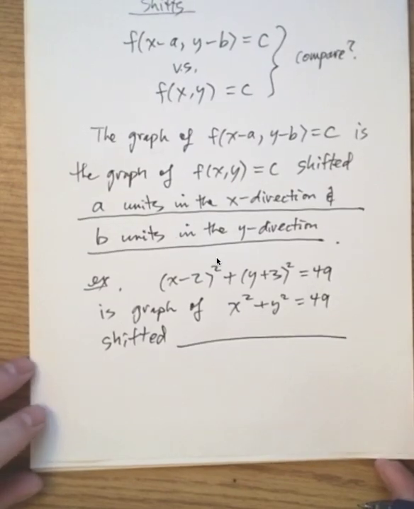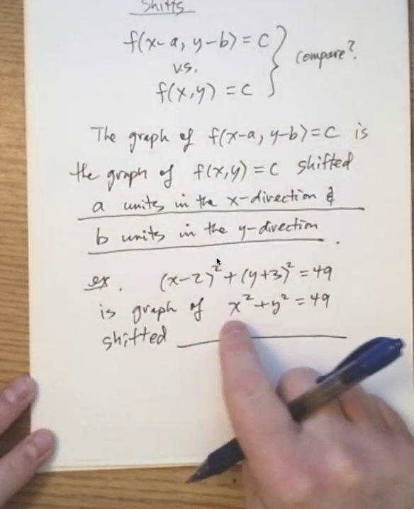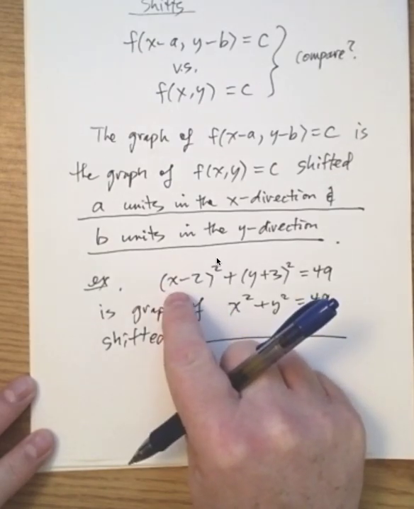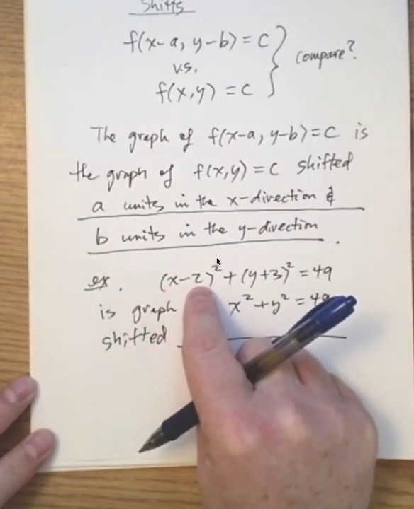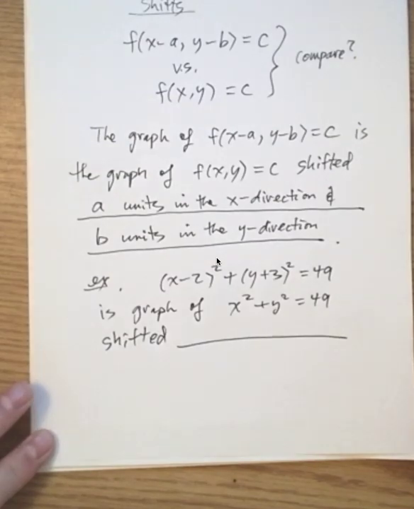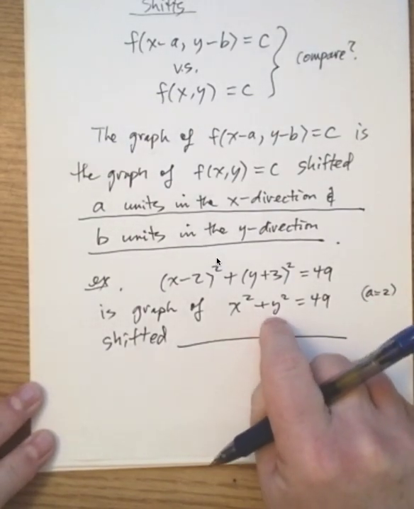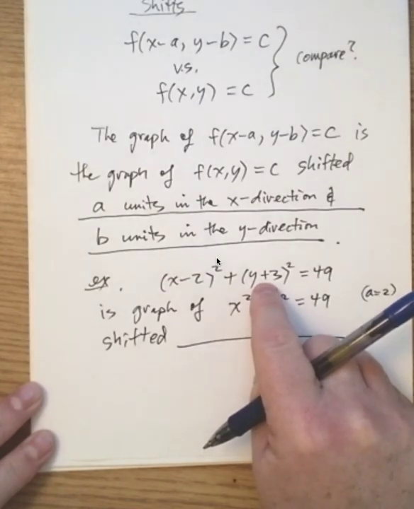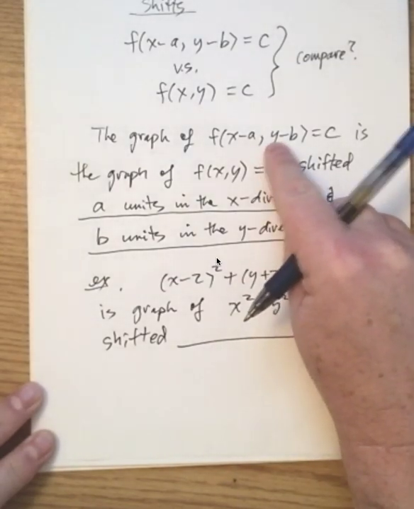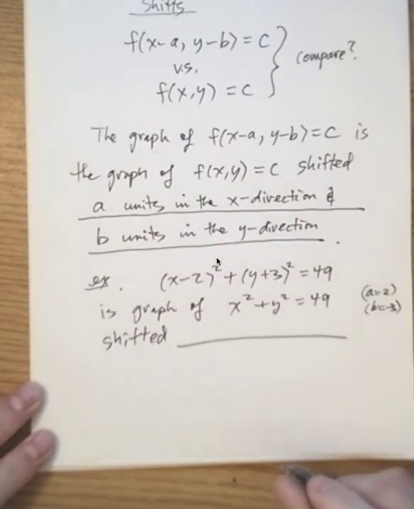Okay? If you come up here, I'm thinking about this as my original graph, I've replaced x by x minus 2. Now remember that the x minus 2 would correspond to what? X minus a. That means a is actually 2 here. Keep that in mind. Likewise here, y has been replaced by y plus 3. That is y minus negative 3, so b is negative 3. So I come up here, keeping those in mind.